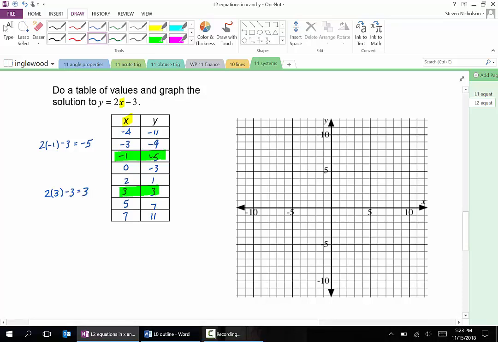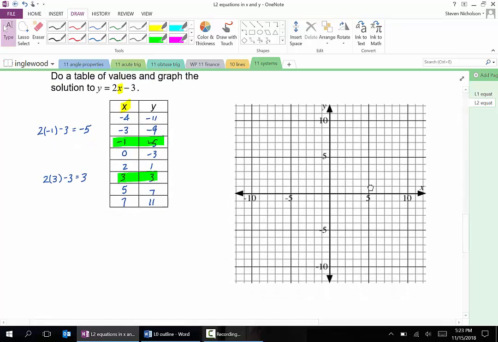So again, if you have one of the letters, the x or y, isolated, plug in on the other side and figure out what the y is. So when we go ahead and plot these points, because we want to find the truth, all of the answers to y equals 2x minus 3, let me go ahead and plot these, and hopefully we remember it's going to be a line, but let's see.